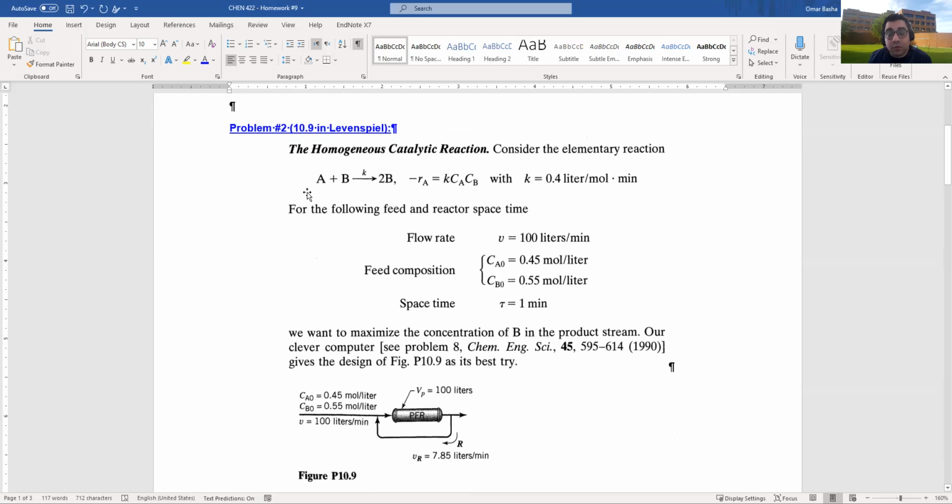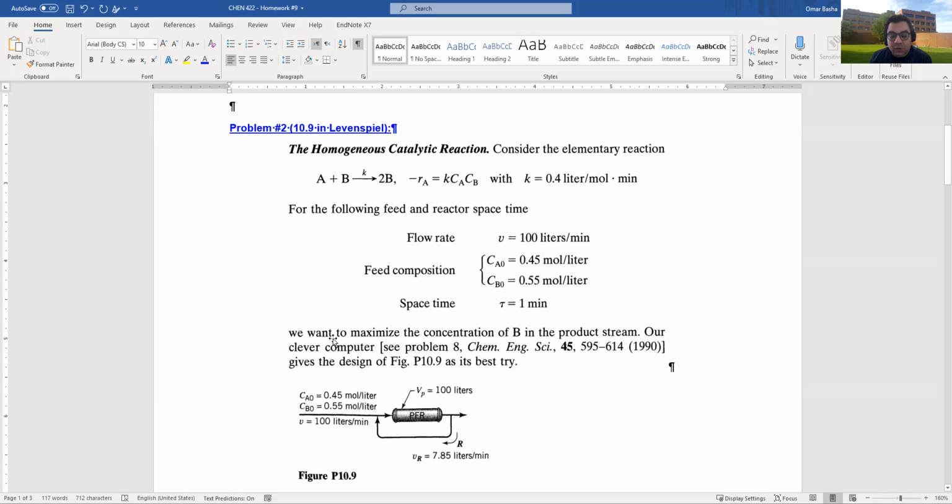Okay, problem number 2. Let's have a look at this problem. It's problem 10.9 from Levenspiel. In this problem, I have a homogeneous catalytic reaction, A plus B goes to 2B. My reaction rate is k CA CB with a reaction rate constant equal to 0.4 liter per mole per minute. For the following feed and reactor space times, we're told the volumetric flow rate is 100 liters per minute. Your feed composition is CA0 0.45 moles per liter, CB0 0.55 moles per liter. Your space time is 1 minute.